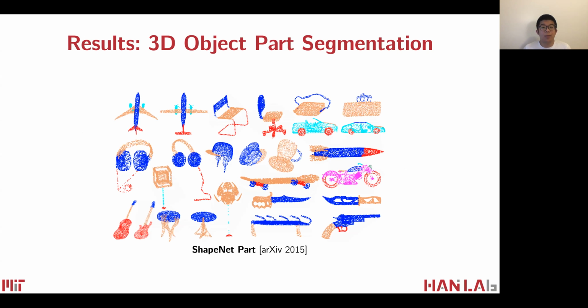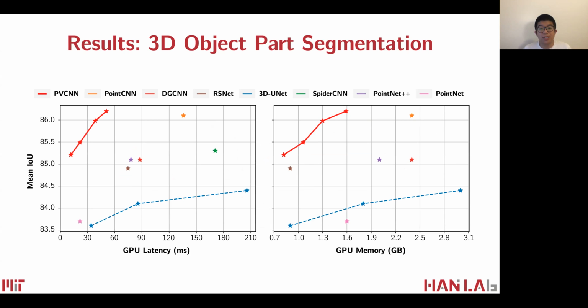We have evaluated our model on 3D object part segmentation on the ShapeNet part dataset. This task is basically to segment the 3D object into its functional parts, for example, segmenting a table into its legs and top. Here we compare with a bunch of other 3D models, including PointNet and PointNet++, as well as PointCNN. We can see that our PVCNN achieves a much better accuracy-latency and accuracy-memory trade-off compared with all these baseline models. It is 2.7 times faster and consumes 1.5 times lower memory than the state-of-the-art PointCNN.